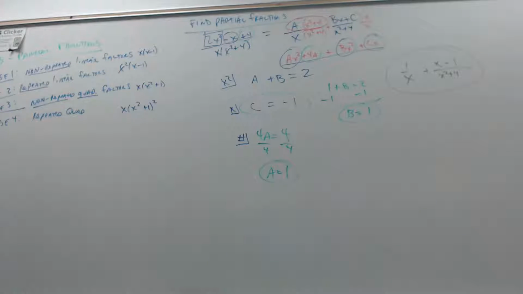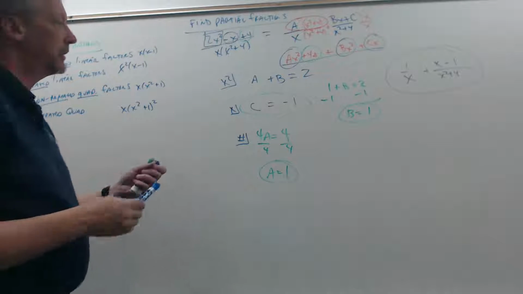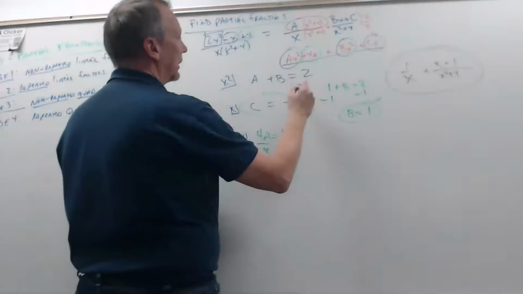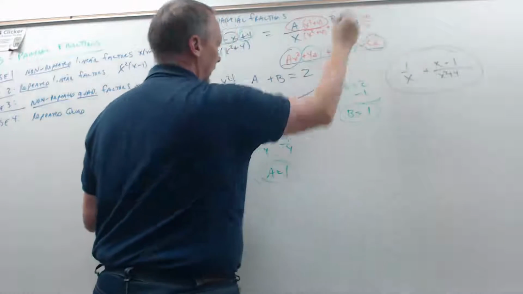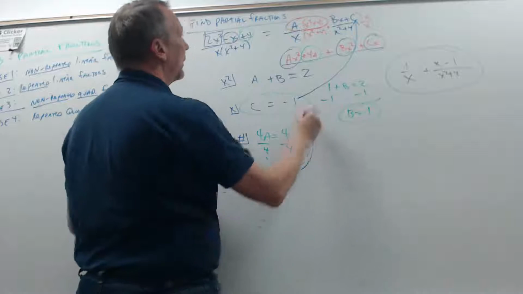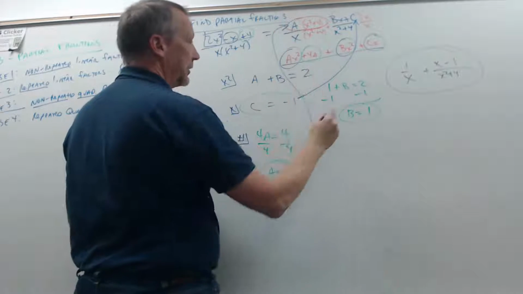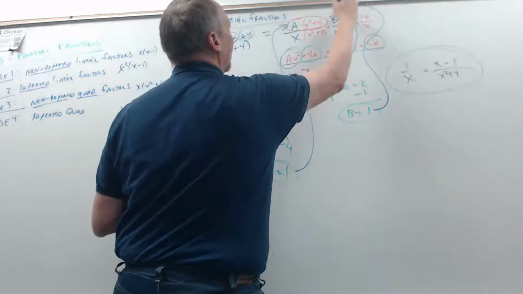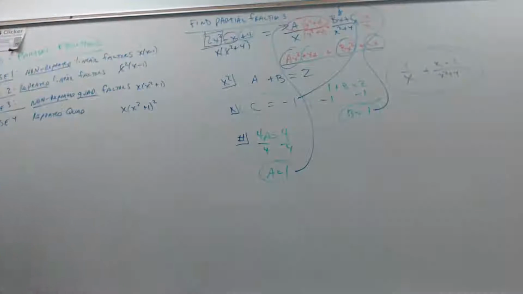Piece of cake. I just want to make sure you get how we got a equals 1, c equals -1, b equals 1. So we're taking this c and plugging it in right there. We're taking this a and plugging it in right here. And we're taking this b and plugging it in right there. Okay?